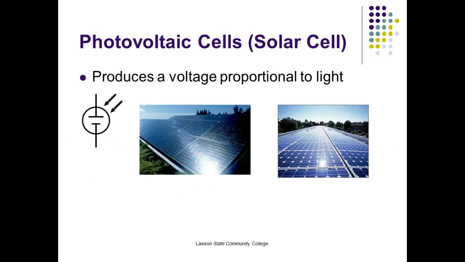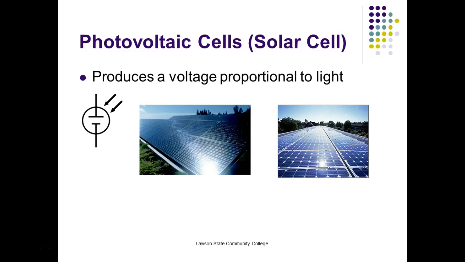Photovoltaic cells. Commercial name is what? Solar cell. This is the symbol for a photovoltaic cell, so it's a symbol of a battery cell with the lights coming into it. So each cell is going to put out so much voltage at so much current, and then you can hook them in series to raise the voltage, right? Or you can hook them in parallel.